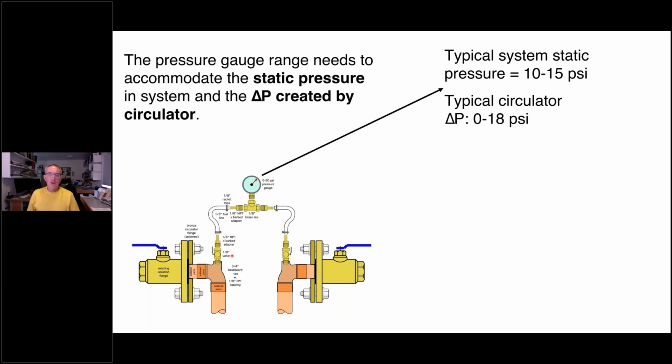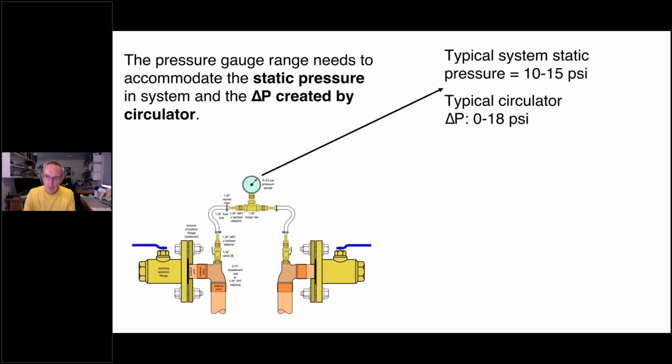Now, typical circulators will add anywhere from 0 to 18 psi when they operate. 0 would be kind of impractical, but 18 psi would actually be a pretty high head circulator. That's probably a circulator running in a range of 250 to 300 watts. A more typical pressure increase across a residential circulator, something like a Grundfos Alpha or a Taco 007, is probably in the range of 4 to maybe 8 psi.